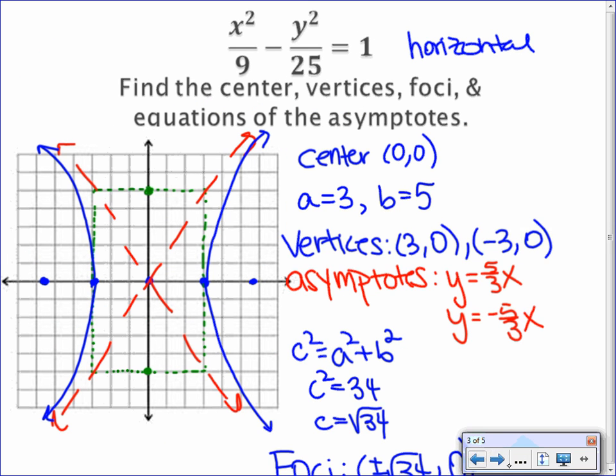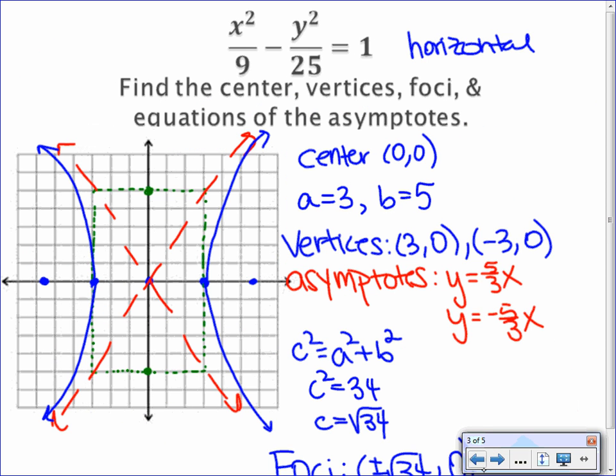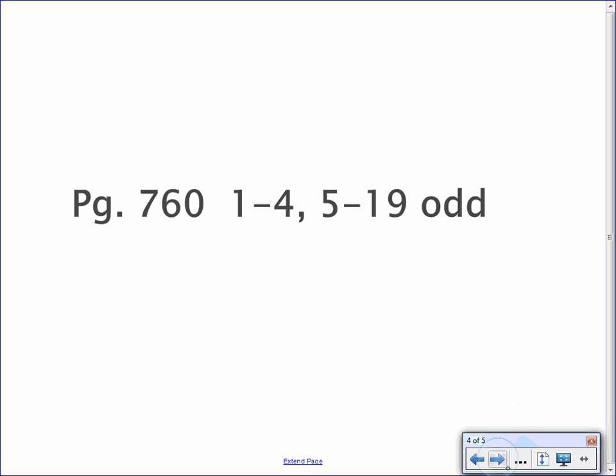Which one was wider, the second one or the first? Let's look. I'll be like the eye doctor. Here's the first one and the second. Which one's wider? The second. What do you know about the foci in the second? They're farther away. Okay, the wider they are, the more the foci go out. That's cool.